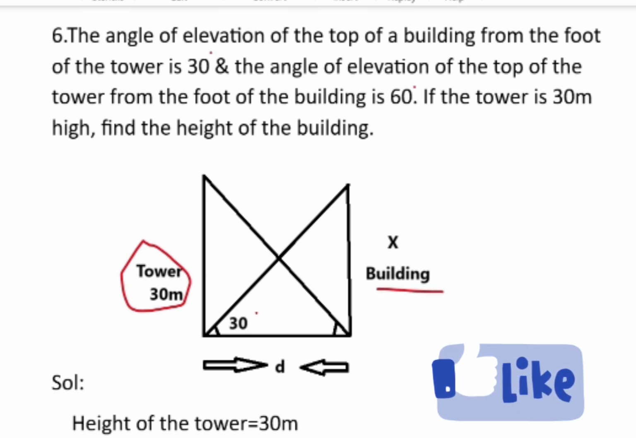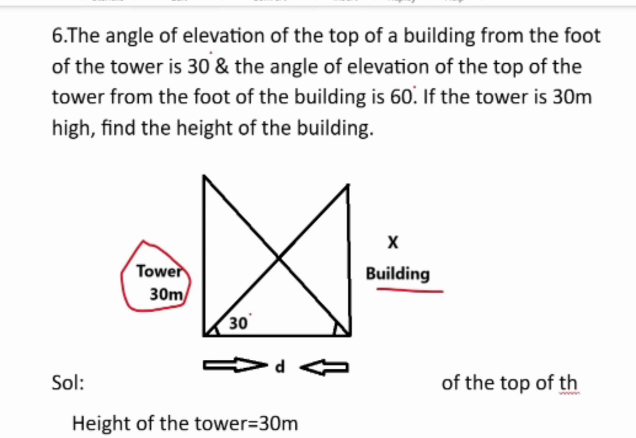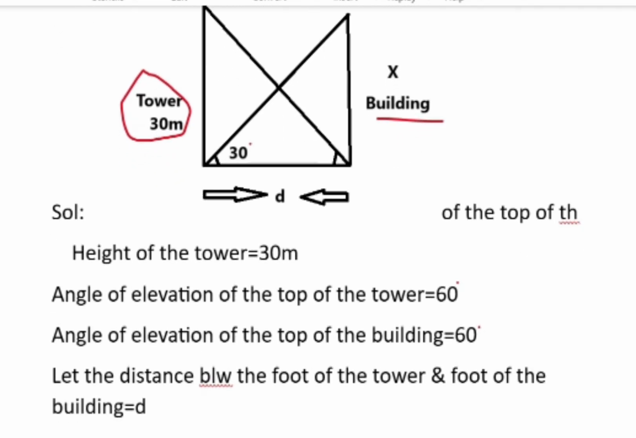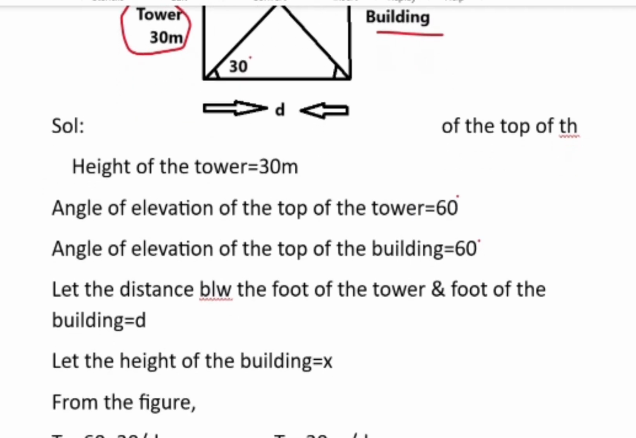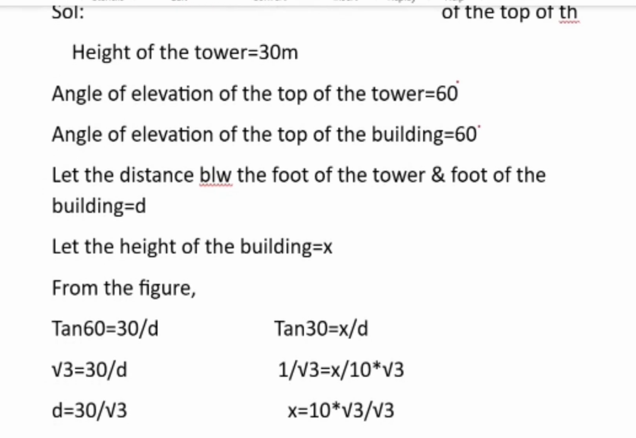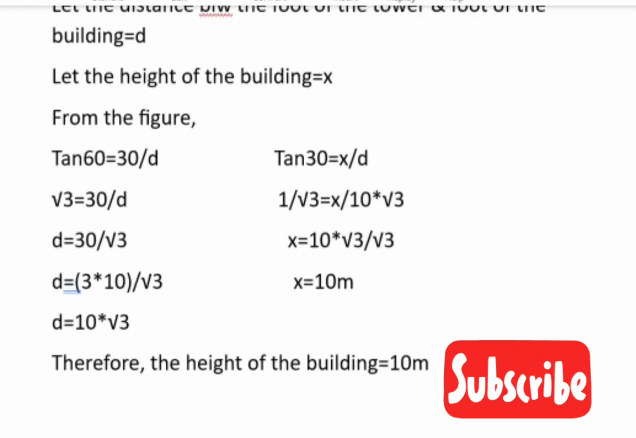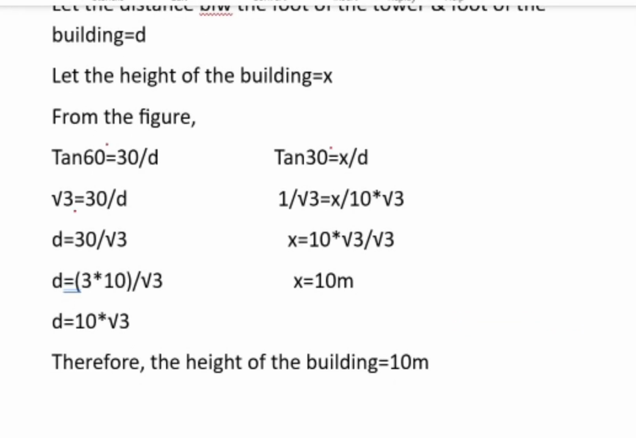From the figure we can write tan 60 degrees is equal to 30 by d. So tan 60 degrees, root 3, is equal to 30 by d. D is equal to 30 by root 3. Write 30 in terms of 3 into 10, so 3 into root 3 terms. So root 3 cancels, and we get 10 root 3. So the d value is equal to 10 root 3.